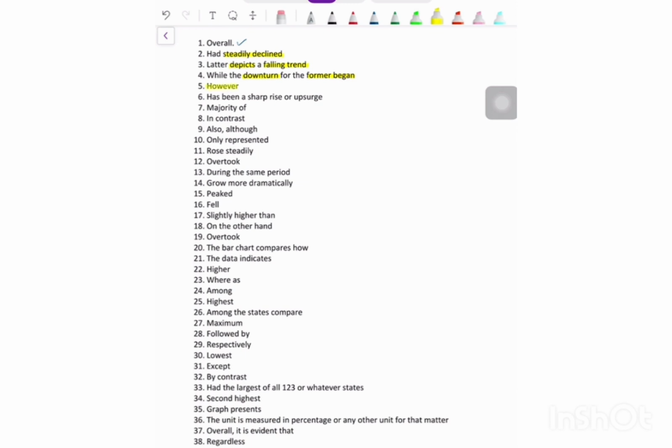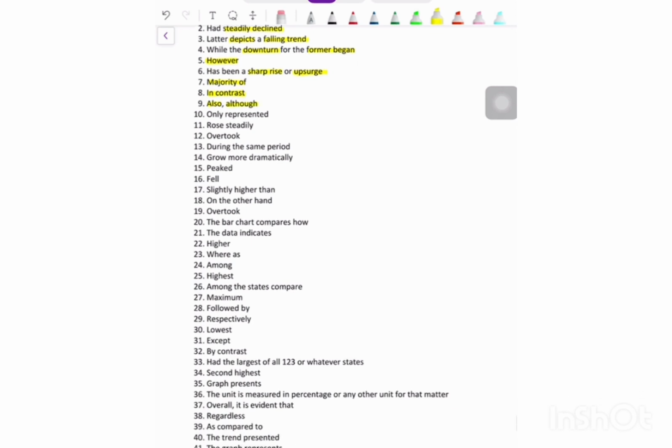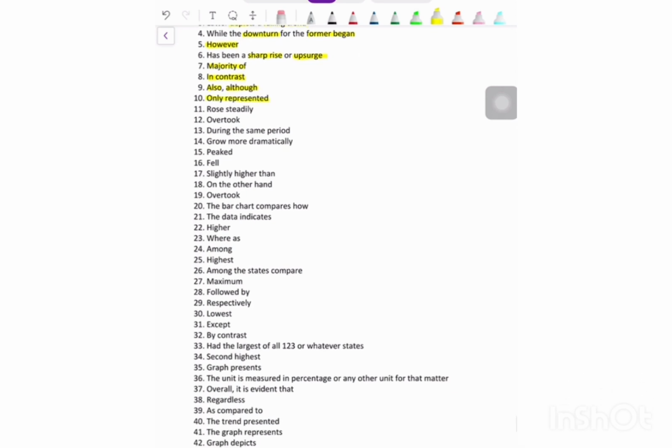However is a very good linker. It's typically quite common, but you should use it whenever you can. Has been a sharp rise or upsurge. Upsurge again is a very good lexical resource for writing task one. Majority of. In contrast is another good linker that you can use to write your task 1. Also, although is also a good linker. Only represented. Rose steadily. Overtook.